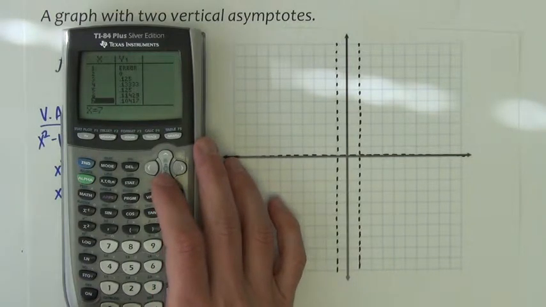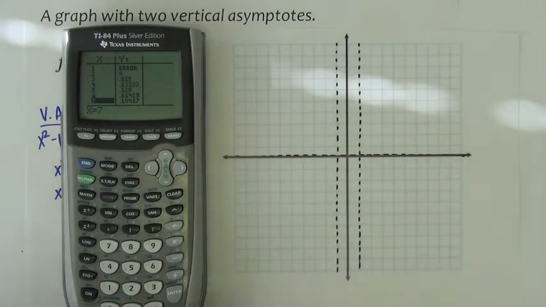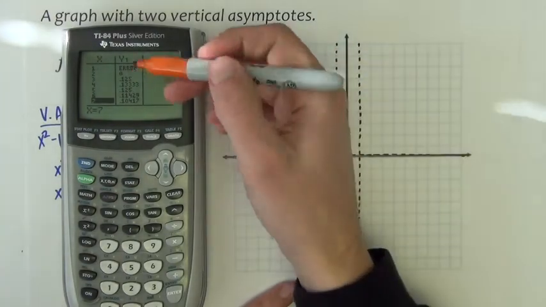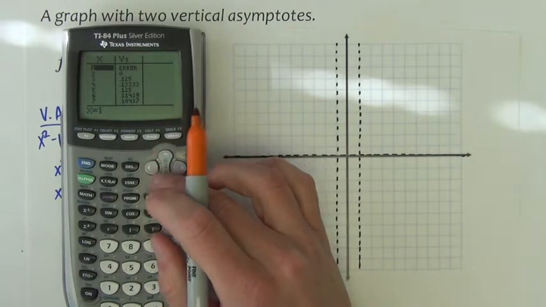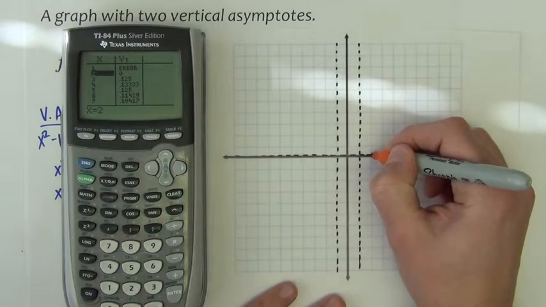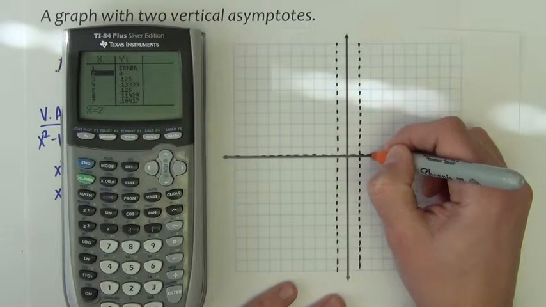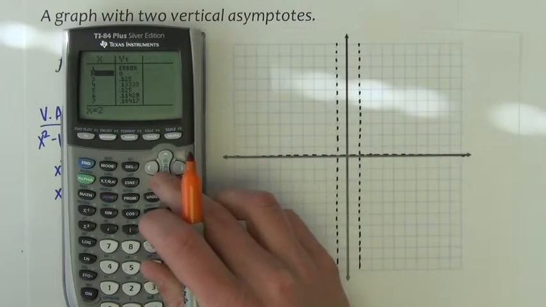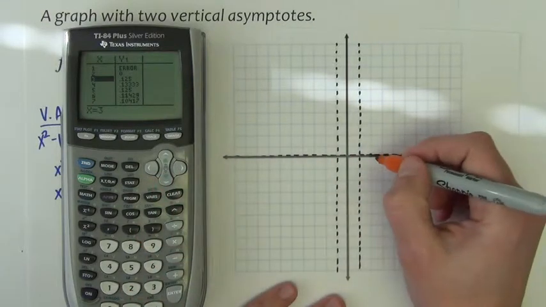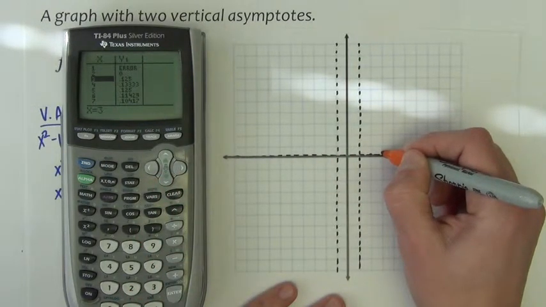Okay, let's look first to the right side of positive 1. So there's the positive 1 asymptote on top. At 2, we're at 0. At 3, that's 1/8. So it just barely comes up a little bit.